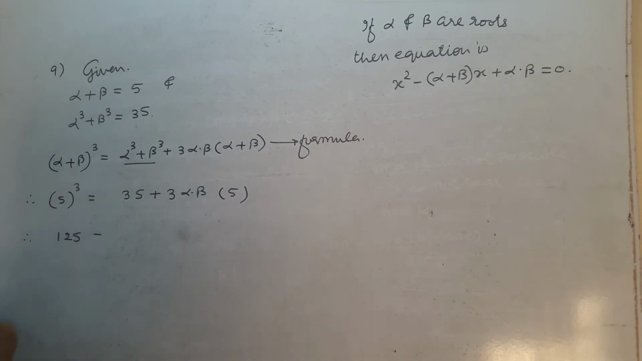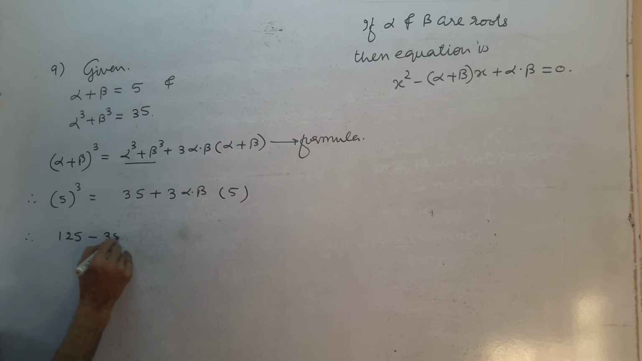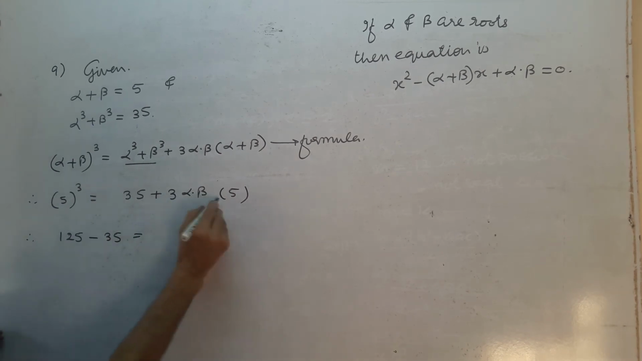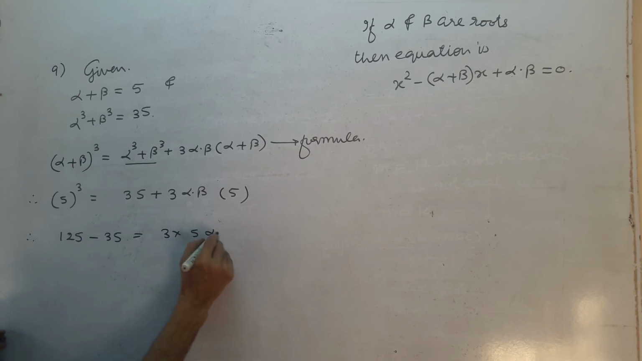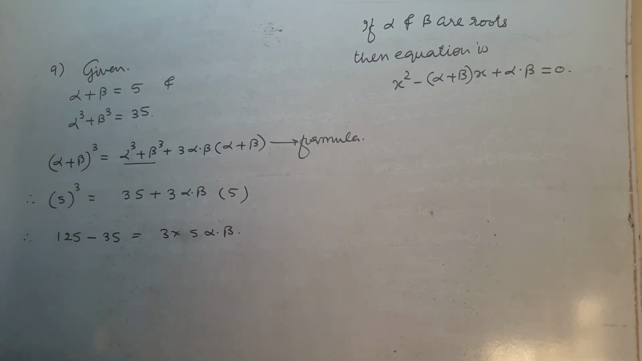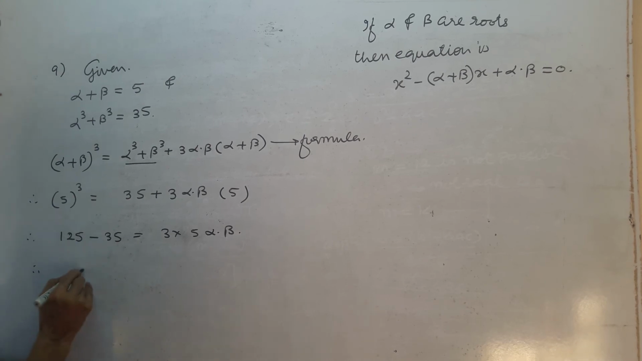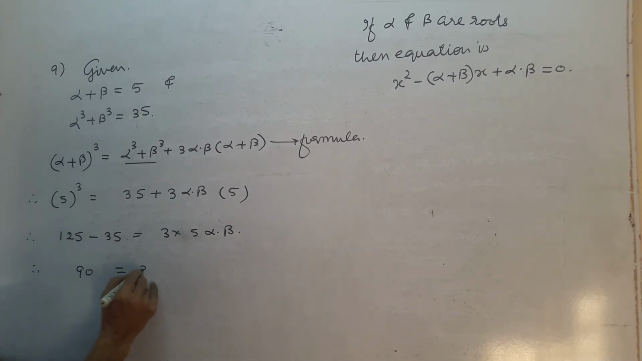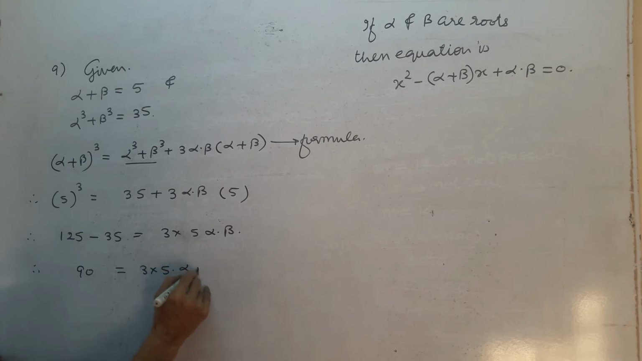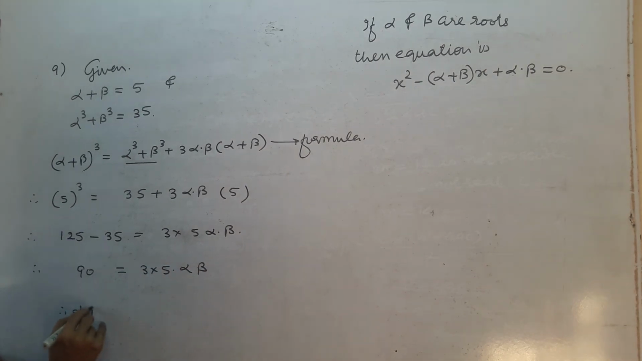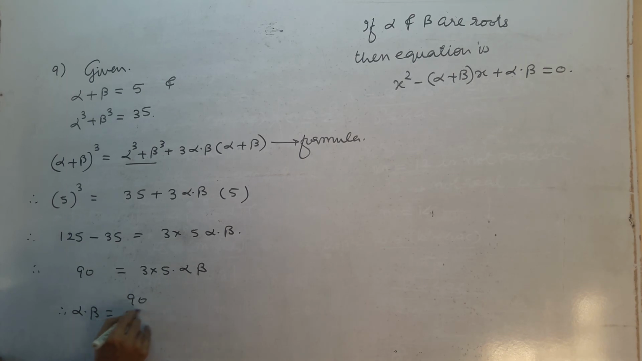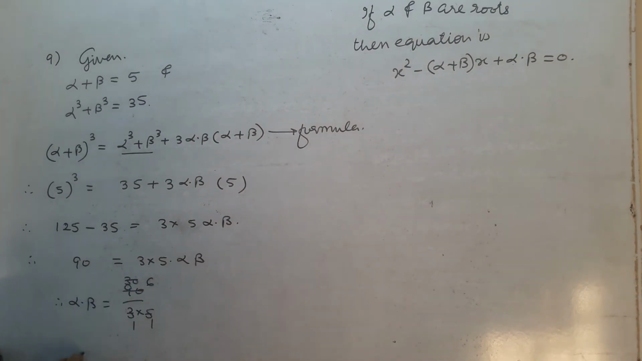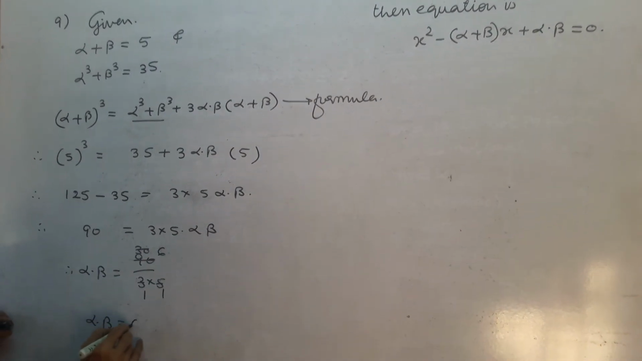Bring 35 this side, so minus 35, because plus will become minus, and this will become 3 into 5 into alpha into beta. So 125 minus 35 is 90, which is equal to 3 into 5 into alpha into beta, and therefore alpha into beta is equal to 90 upon 3 into 5. So 3 nines are 27... 3 into 5 is 15, and 90 upon 15 is 6, and therefore alpha into beta is equal to 6.